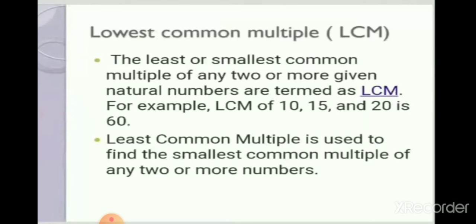Now let us see what is LCM, least common multiple, or you can say lowest common multiple. The least or smallest common multiple of any two or more given natural numbers is termed the LCM. For example, the LCM of 10, 15 and 20 is 60. Least common multiple is used to find the smallest common multiple of any two or more numbers.